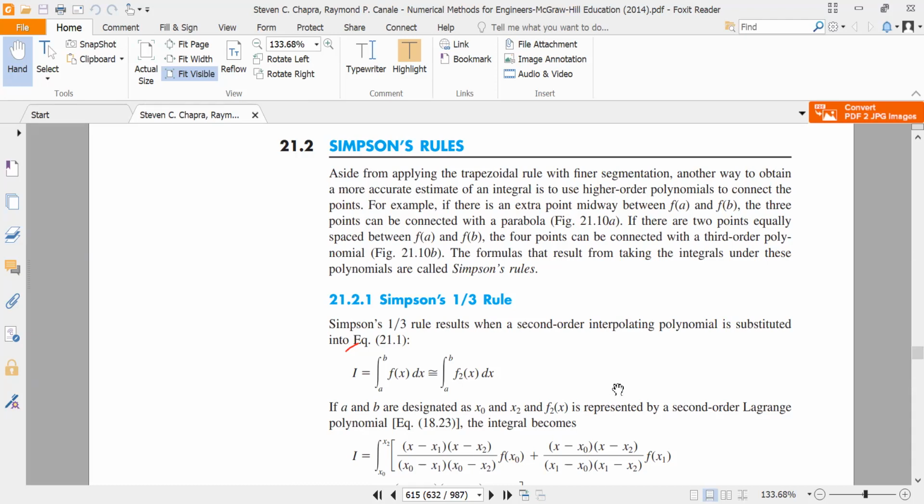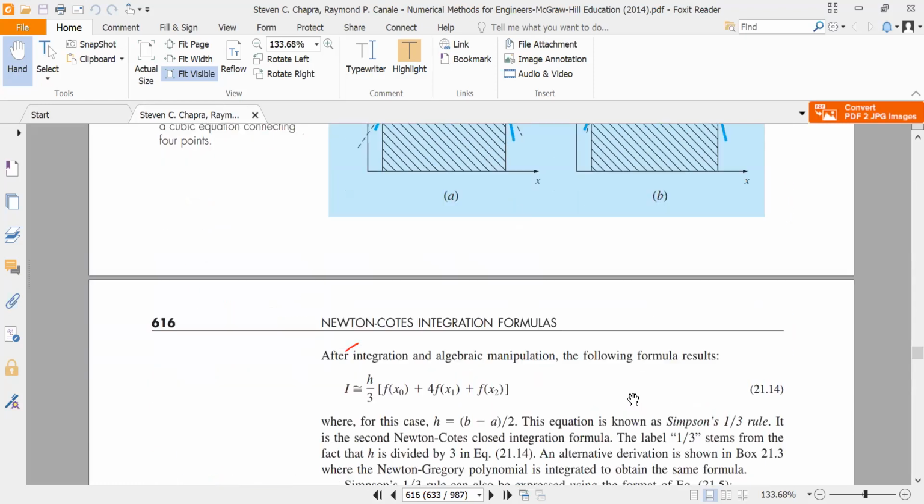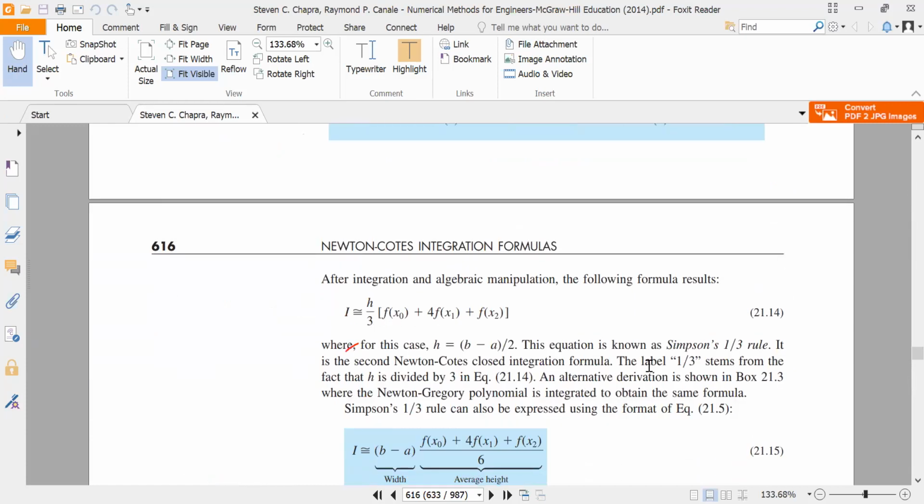So Simpson's 1/3 rule is another numerical technique for calculating the area under a curve. In Newton's first rule, the trapezoidal rule, we connect the points with a straight line. Here Lagrange's polynomial is used, and we are not going into the details of the derivation. Ultimately, you arrive at equation 21.14. This is also an averaging technique, called Simpson's 1/3 rule. Your h is the step length.